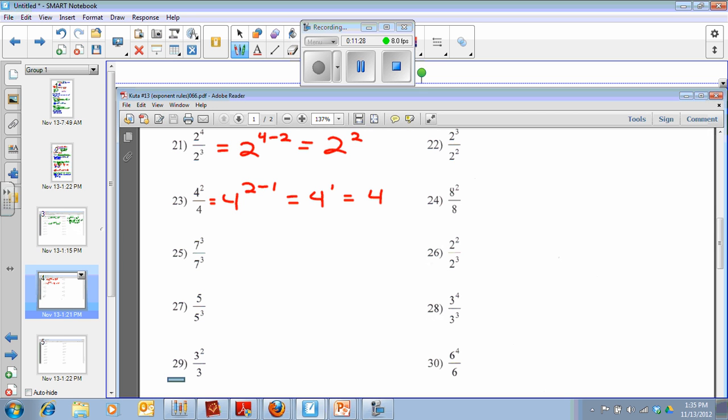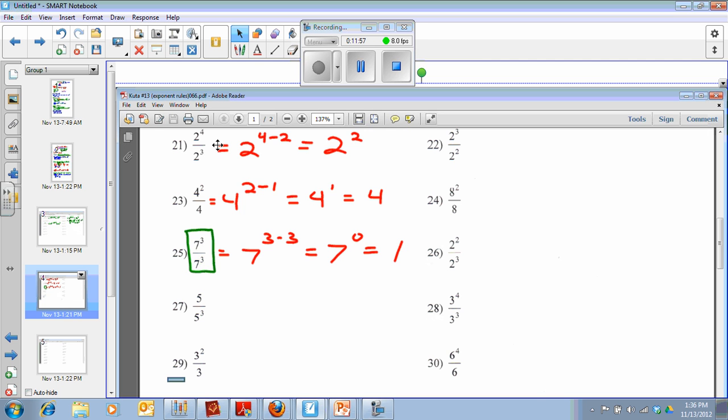Anything to the first power is the number itself. 25 is a good example. Here I have 7, that's my common base, to the 3 minus 3 power, which equals 7 to the 0 power. But anything to the 0 power equals 1. And by the way, that should make sense because any number over itself in mathematics is 1. So 7 cubed divided by 7 cubed does equal 1. So apply that rule for this group of problems.